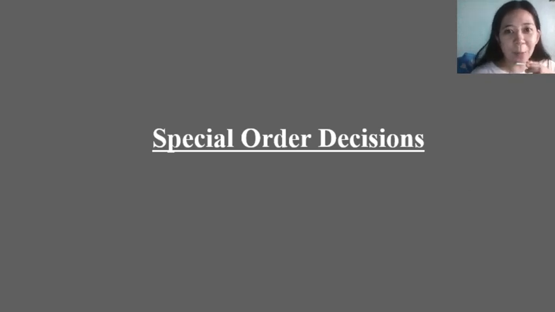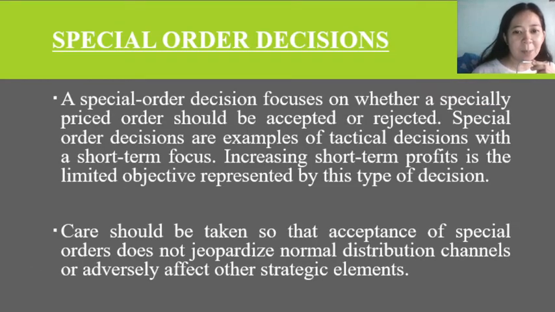Okay, to continue with our module 3.B, special order decisions. When we say special order decisions, this focuses on whether a specially priced order should be accepted or rejected. This is the same as what we mentioned in the first example or illustration in the relevant costs discussion.